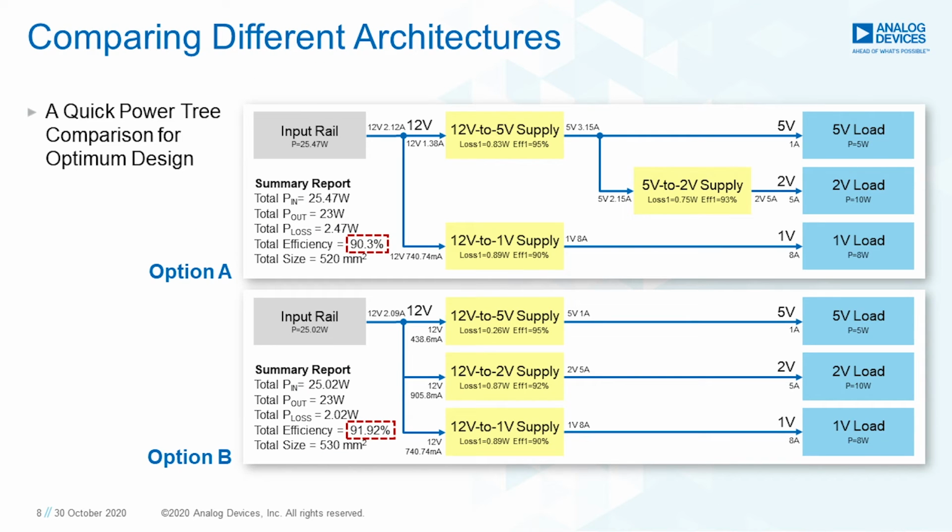Another feature of LTPowerPlanner is the ability to do a quick comparison between different power architectures. In this example, option A uses a 5-volt input converter to generate the 2-volt rail, where option B generates all the power rails using a 12-volt input. You can see that there is a slight difference in overall efficiency and board size.